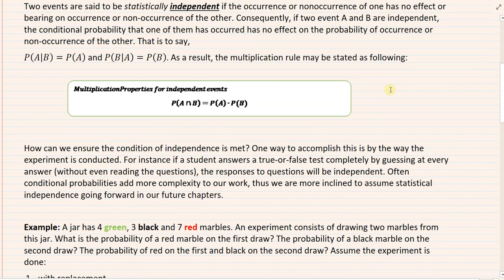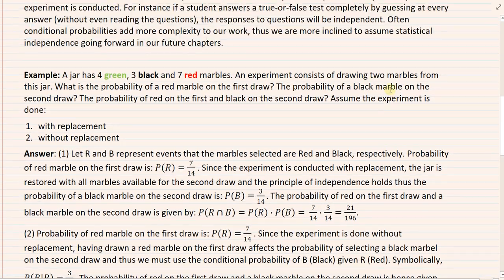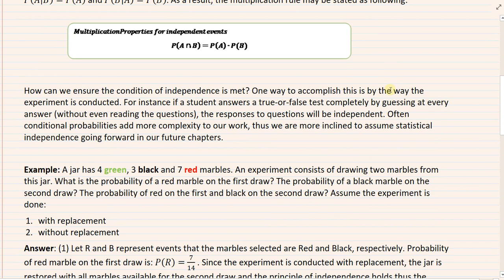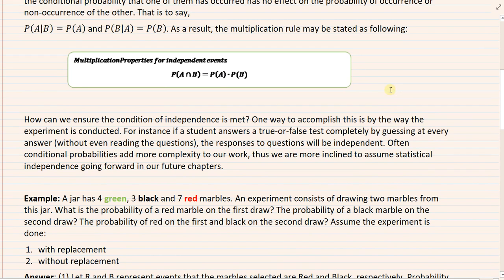Now let's take a look at this example that we have here. Let's say we have 4 green, 3 black, and 7 red marbles, and we're going to draw 2 marbles. Number 1, we're going to draw with replacement, and in number 2 without replacement. We want to know the probability of a red marble on the first draw and a black marble on the second one, ultimately. So I'm just breaking it into 3 problems for you.